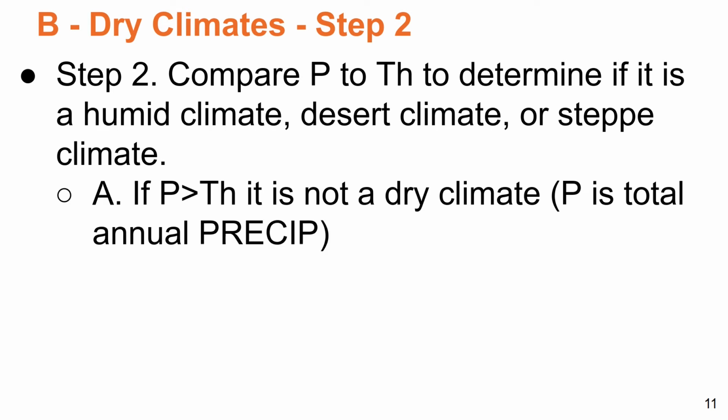So step two, once we've calculated the TH number, you compare P to TH. If precip is more than the dryness number, if precip is greater than the dryness number, it's not a dry climate, it's a humid climate. You got to go check the next climate group, which is going to be the tropical climates.